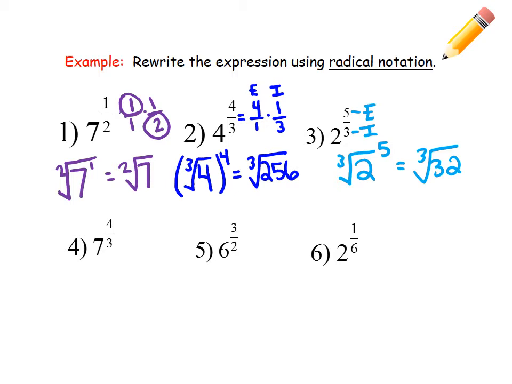Let's take a look at another one. The numerator, if I follow the pattern, becomes my exponent. The denominator, my index. This time I have the 7 cube root, 4th power. 7 is not a perfect cube, but I can take 7 to the 4th power, which would give me the large number of 2,401.